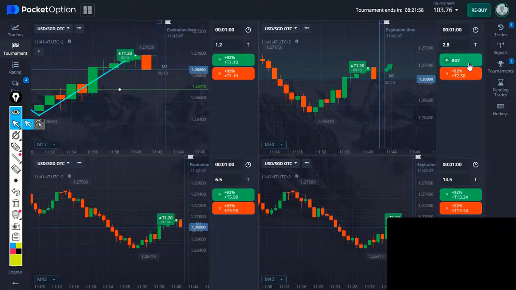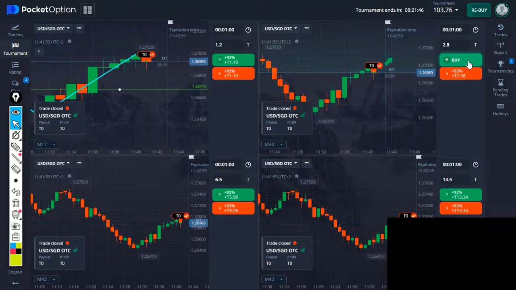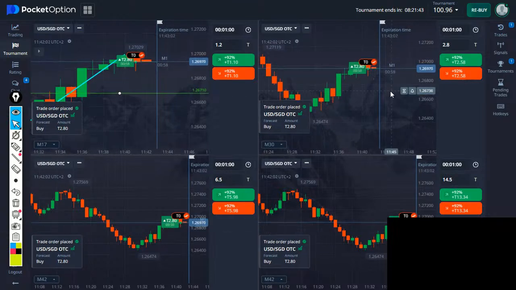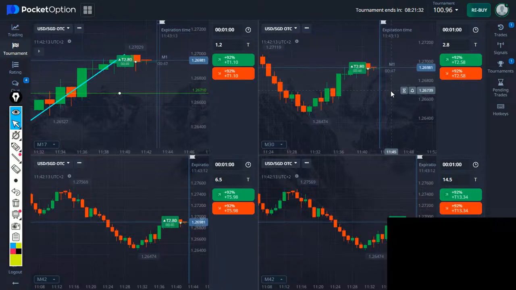It's going to lose, so we'll take a buy. We're going to take a buy right now. That's a buy. Let's see what's going to happen over here.